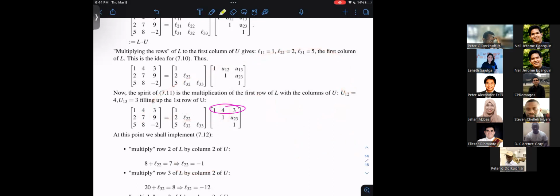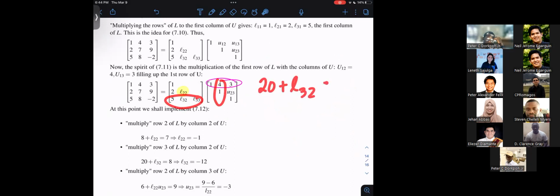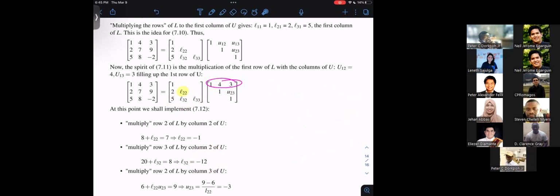So this is okay. And then I'll multiply the third row by the second column. That will give us 20 plus L32 equals A32, right? But A32 is 8, so we'll have 20 plus L32 equals 8. So L32 equals -12, right? So that's -12, and this will also be known, okay?